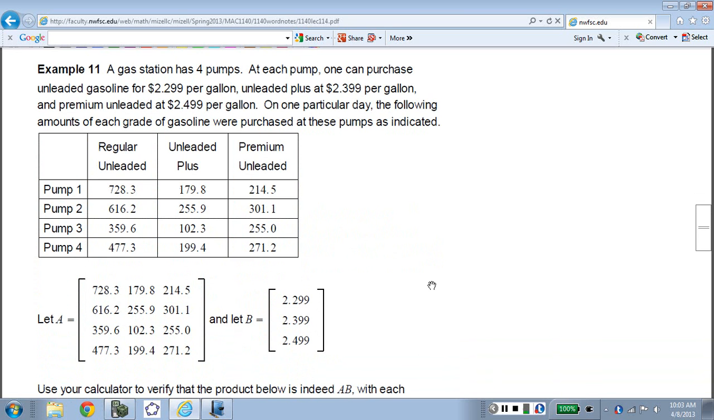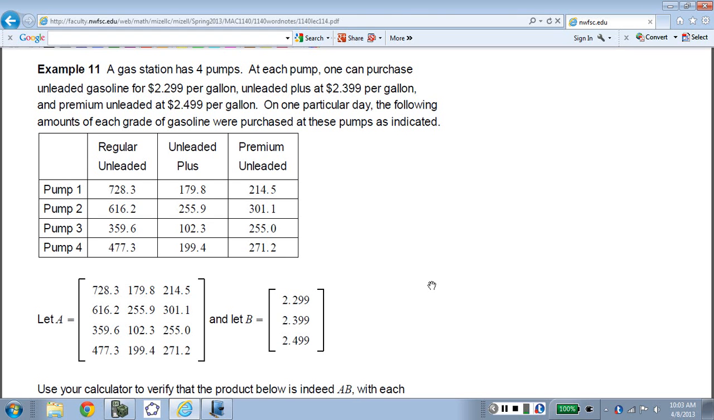I've got this application of matrix multiplication, back in the good old days when unleaded gasoline was $2.29? I don't know. When was that? 15 years ago. Yeah, something like that.